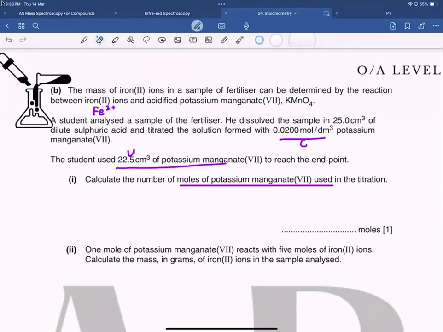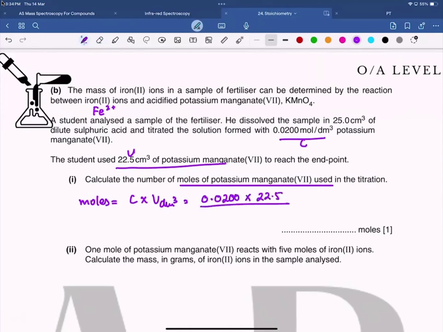If I have to find the moles, then moles equals concentration times volume, but that volume must be in decimeter cube. So concentration is 0.0200 times volume, which is 22.5 centimeter cube. You have to divide it by 1000 to convert it into decimeter cube. So what answer are you getting? 4.5 times 10 raised to the power negative 4.